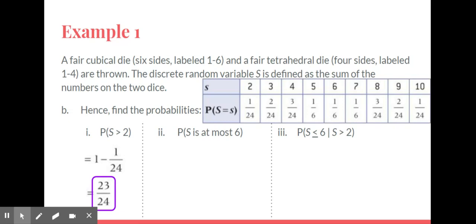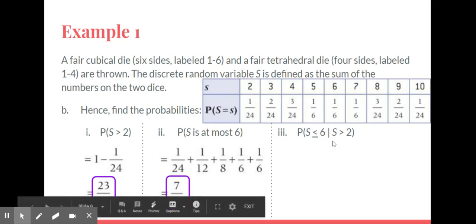Part 2, we're looking at the probability that the sum is at most a 6. At most 6 means 6 is the highest I can go. So it's the same thing as saying less than or equal to 6. So I'm looking at all 5 of these sums. Probability-wise, I'm going to add up all 5 of these probabilities, either using my calculator or using my head, either way, and I get 7/12.